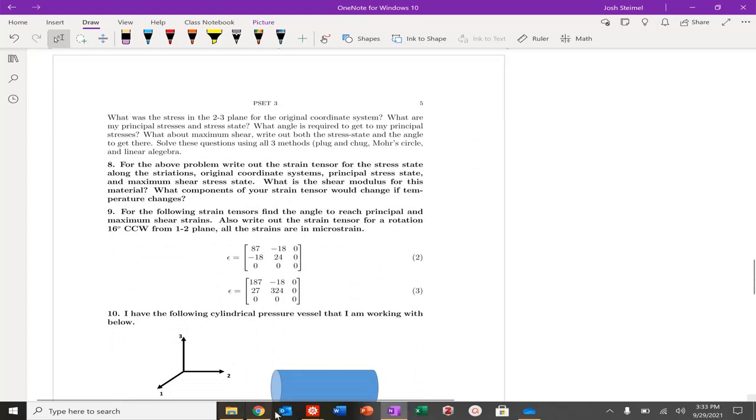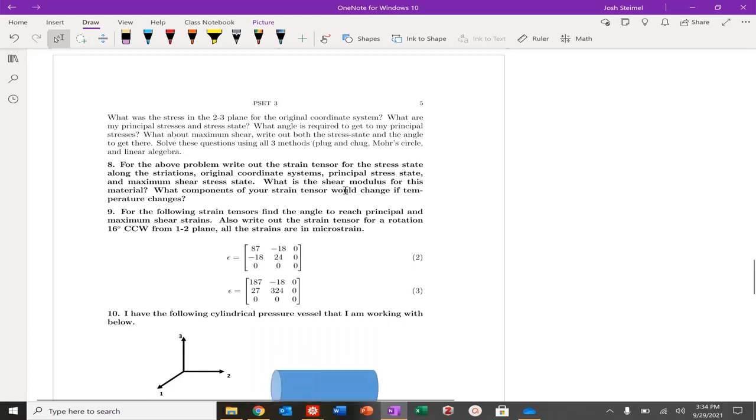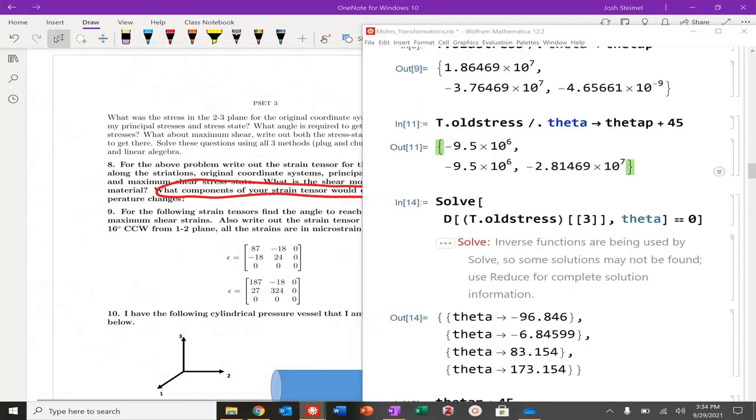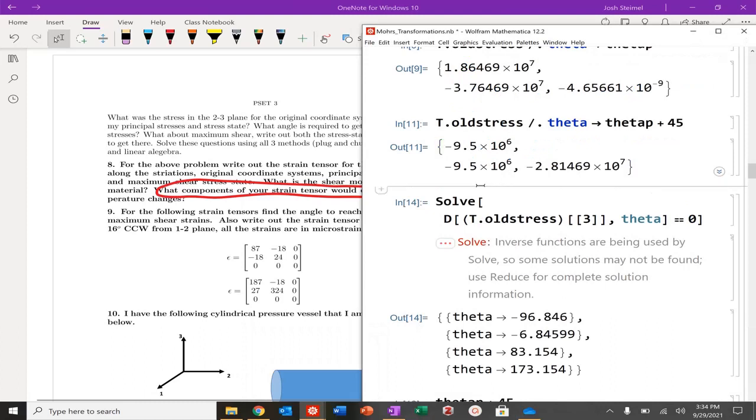The problem above says: write out the strain tensors for the stress state along the striation coordinate system, principal stress state, and maximum shear stress state. What is the shear modulus for this material? What components of the strain tensor would you change if temperature changes? For that answer, we know that it's only going to be our normal components, our normal strain components. So we've got that one answered, but let's go ahead and continue on this route.